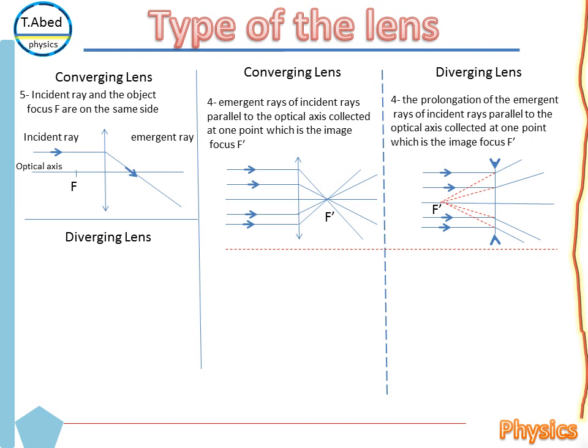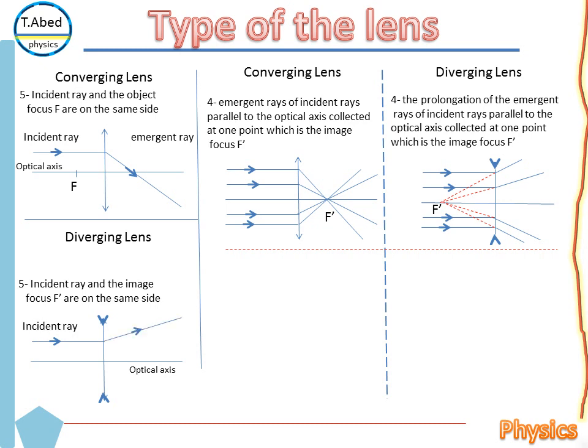In case of diverging lens the incident ray and the image focus f prime are on the same side. رح ناخد example. إذا عندي diverging lens عندي incident ray عندي transmitted ray or the emergent ray, the incident ray and the image focus f prime should be on the same side.